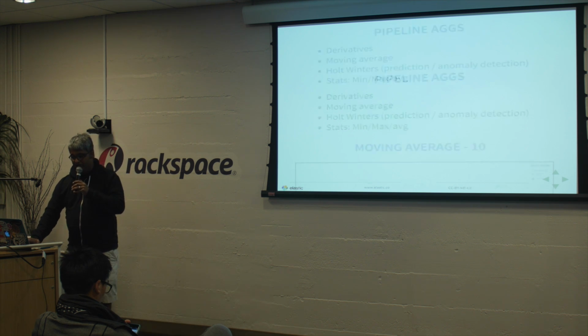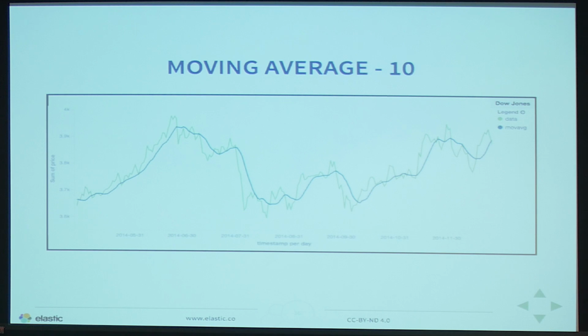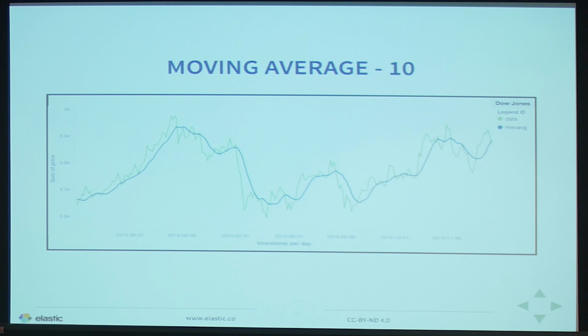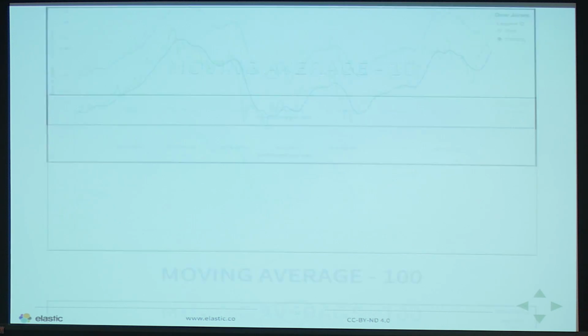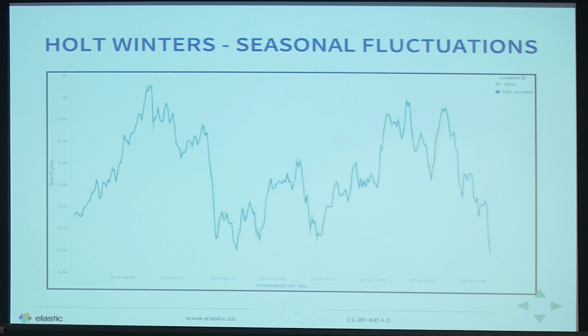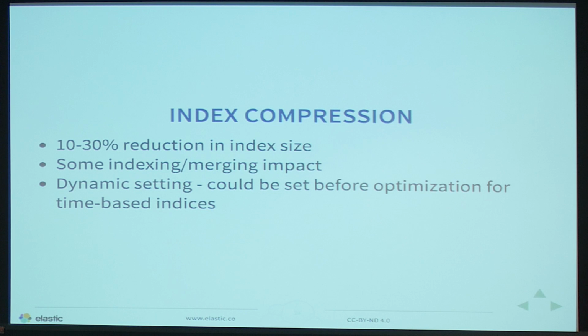Or there's moving averages. So that's a moving average with a window of 10. It gives you a nice little smooth curve that fits your data. If you want an even smoother curve, you can up your moving average window to 100. If your data is seasonal, you want to use the Holt-Winters model. So the moving average aggregation has a property called model in the API request, and you can specify Holt-Winters, and it works very well for seasonal data. So pipeline aggregations were a big feature in 2.0.